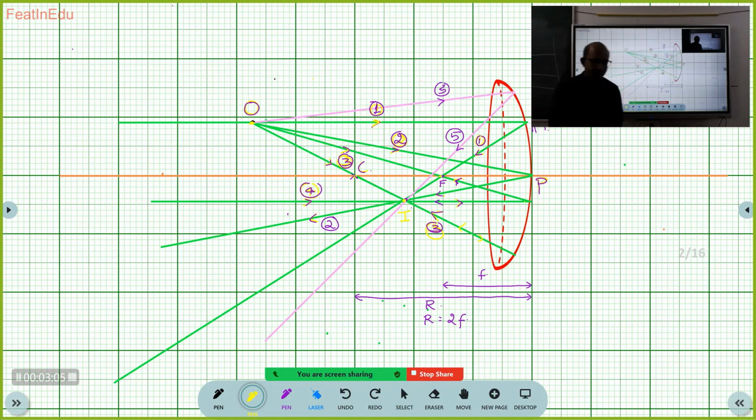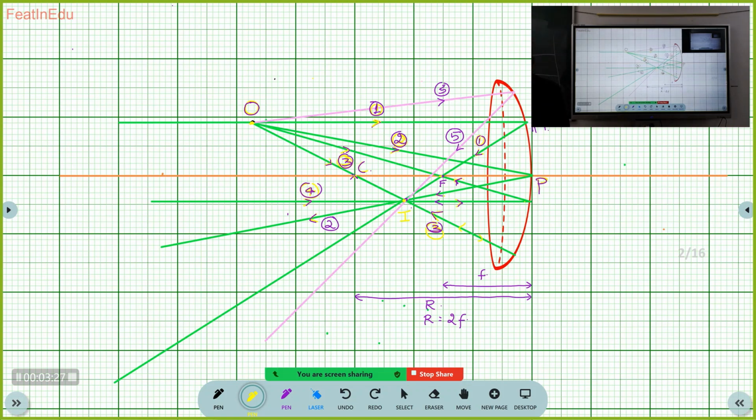If the ray passes through the focal point, then it will be parallel to the principal axis. Yes, you can see here. Not only one ray, two rays. All the rays that pass through the focal point will be parallel to the principal axis. Yes, any ray that passes through it.